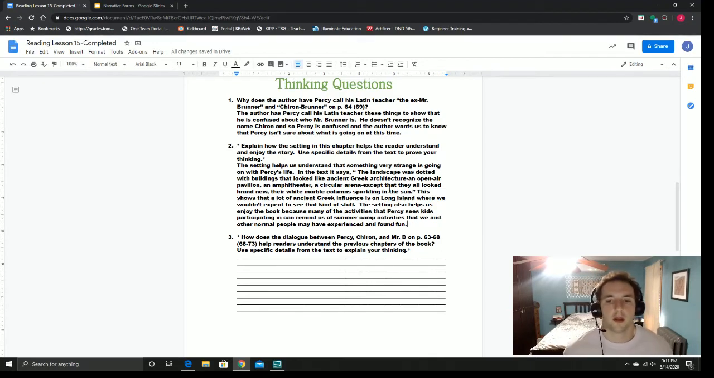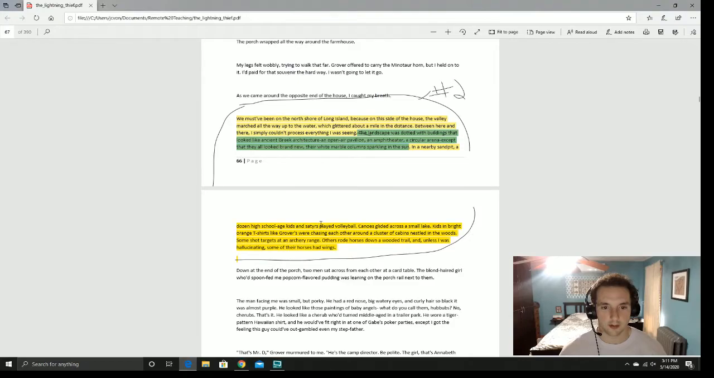All right, last thinking question that I think is really important to the understanding of the book in general, and then to the exit ticket. So, how does the dialogue between Percy, Chiron, and Mr. D on page 63 to 68, or if you're reading the electronic text, 68 to 73, help readers understand the previous chapters of the book? Use specific details from the text to explain your thinking. So, go ahead and head back to those pages. Try to figure out how this dialogue helped you understand what was happening earlier in the book, and then share your thinking here. All right, now that you're back, let's dive into it.